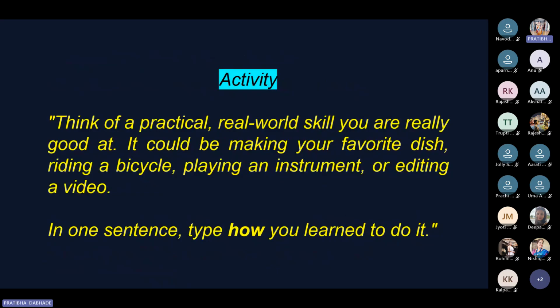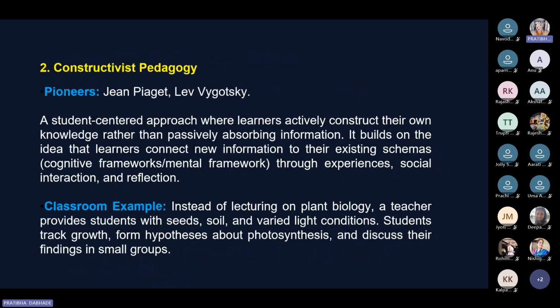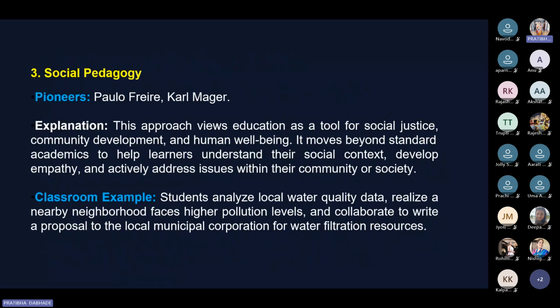Here this is totally the student-centric approach. Here the knowledge is constructed by the student instead of listening to the information passively. It is there in the constructivist pedagogy. Then the social pedagogy, the main focus is given on social justice, community development, and human well-being, right?